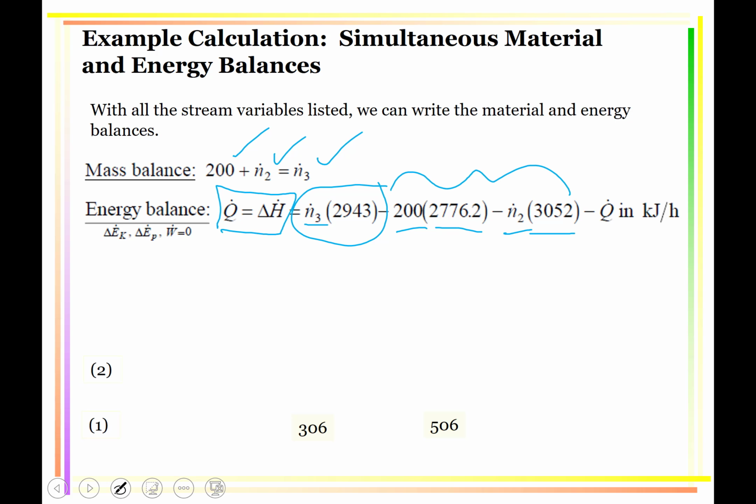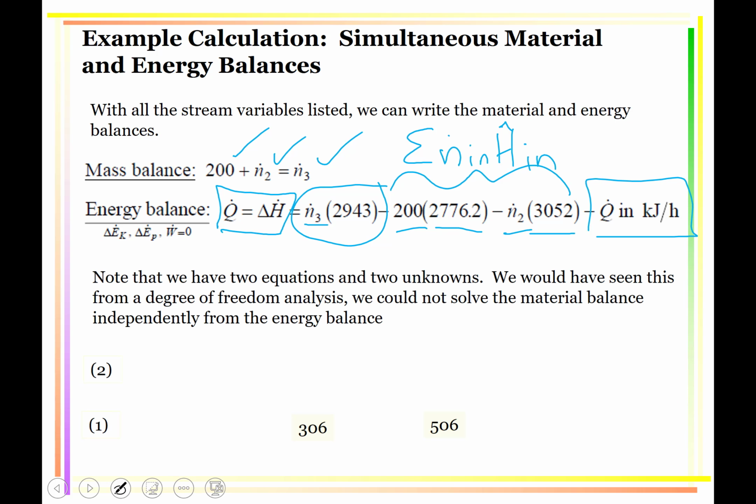This one here is the sum of N dot in times H hat in. And we're going to subtract the Q dot, and we can solve for that Q dot. So we have two equations and two unknowns, and we can solve this. We cannot solve the material balance without the energy balance. All right, and we can do that.